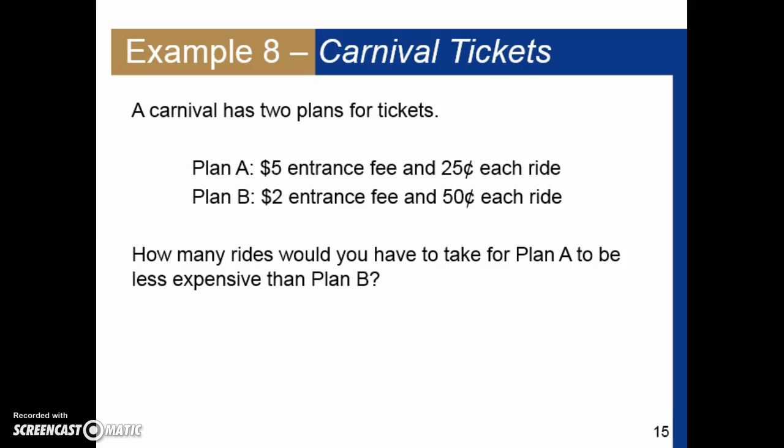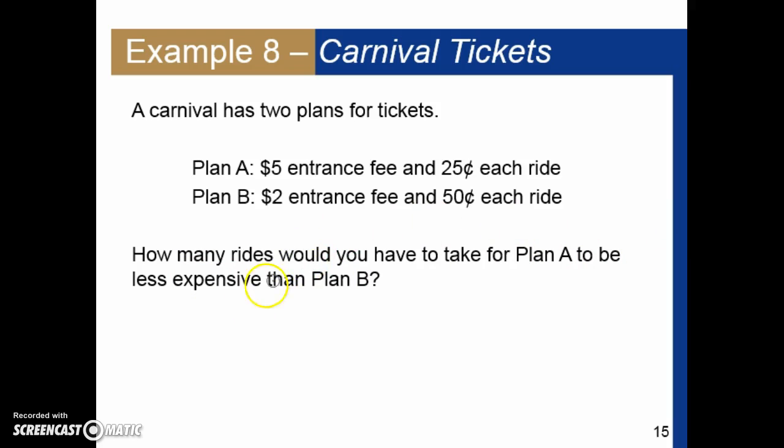So a carnival has 2 plans for tickets. Plan A has a $5 entrance fee and 25 cents a ride. Plan B has a $2 entrance fee and 50 cents a ride. How many rides would you have to take for Plan A to be less expensive than Plan B?